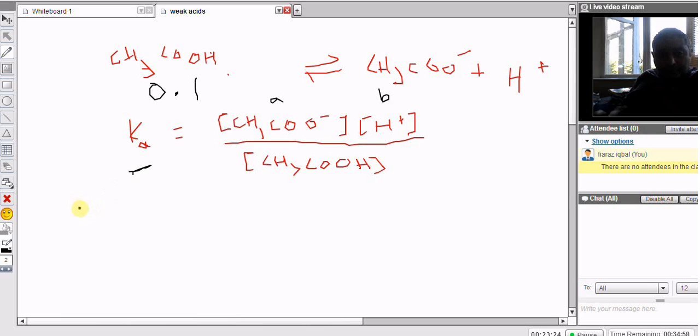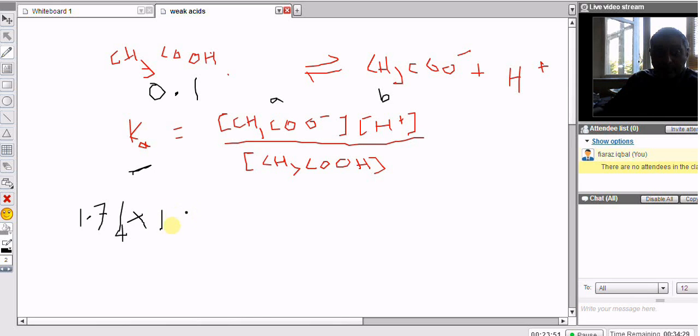So my Ka is 1.74 times, whoa, I'm going all over the place. I really need to learn how to write properly with these things. Times 10 to the minus 5. My handwriting's getting worse. Ugh. Maybe I'm not comfortable. Maybe I'm too comfortable.